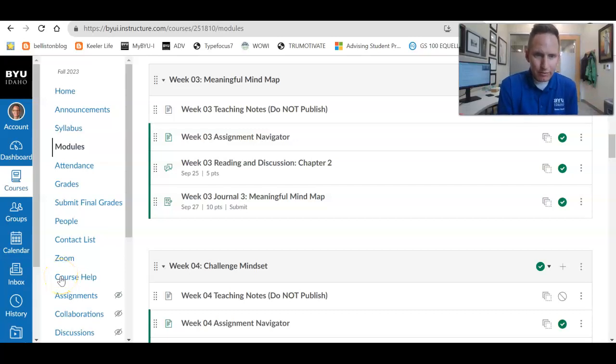This is going to be a review of resources and materials ideas for week 3, the Meaningful Mind Map. So I'm here on the modules page in Canvas. I'm going to give you a review of the things your students are doing coming into class, what you'll be doing in class, and what they'll do after class as the assignment or journal for this week as well. This is just to give you a brief review, share the resources, and give a few tips as you prepare to teach in week 3.